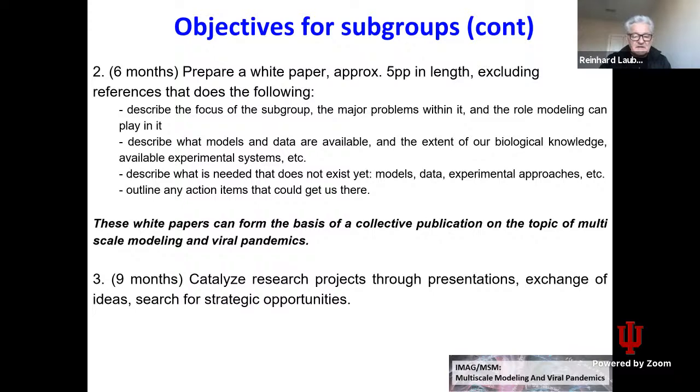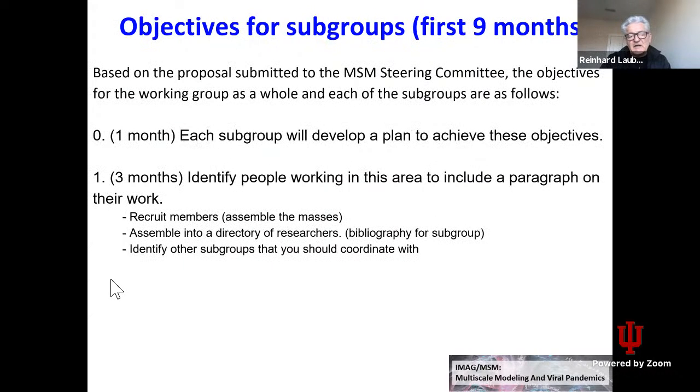That's what I see essentially as the deliverables for the first 6 months collectively of the entire working group, which will be a synthesis ultimately of what the individual subgroups will do. And item 0 that was listed on the previous slide is essentially each subgroup should think about how to go about doing this.